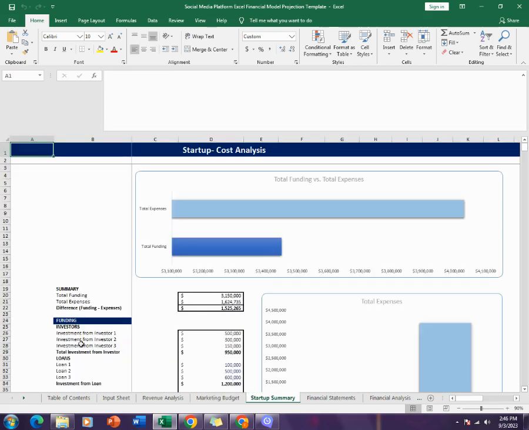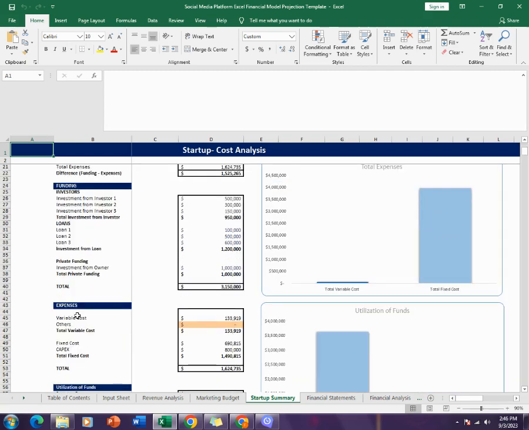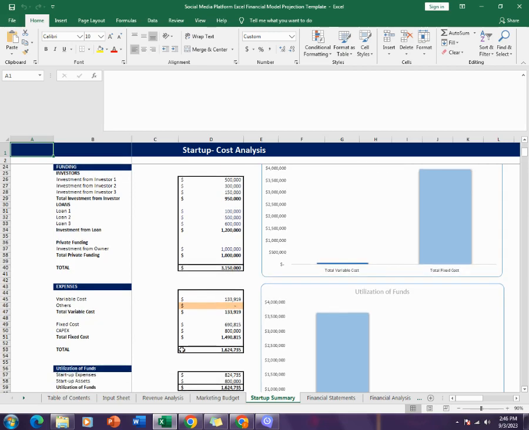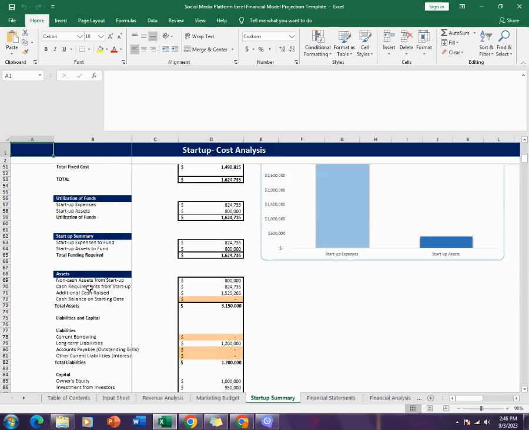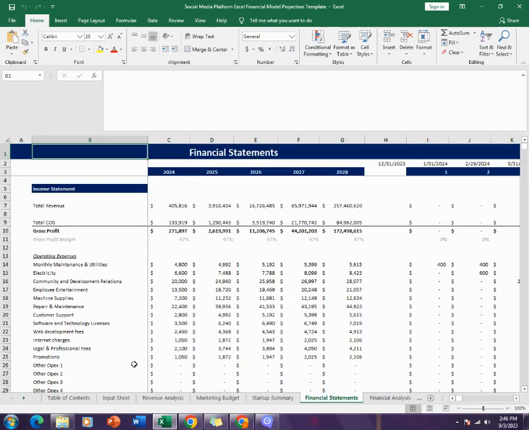Then comes the startup summary. The startup summary includes the total funding and total expense of the company. This is also shown in graphical context. It also tells you about the total expenses, such as variable cost and fixed cost of the company, in graphical context and in calculations, as well as the assets, liabilities, and equity of the company and the total additional funding that would be required by the company in the first year of functioning.